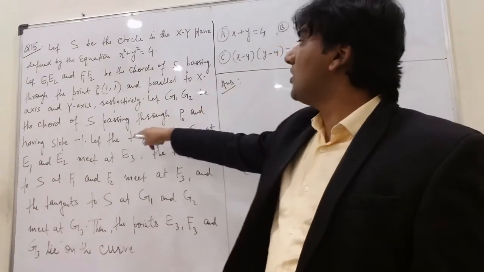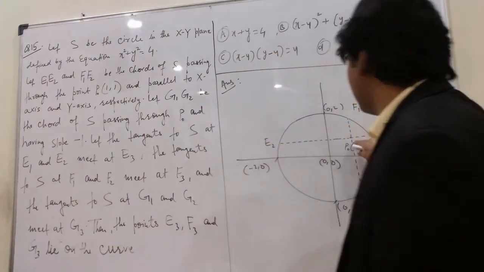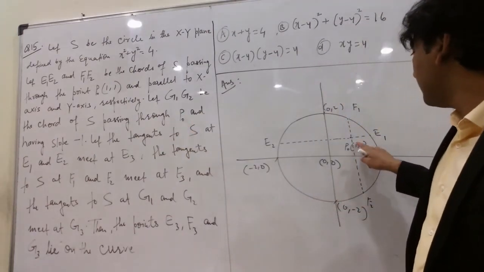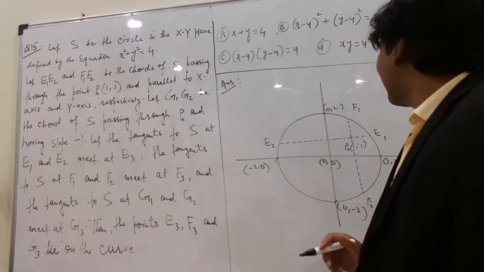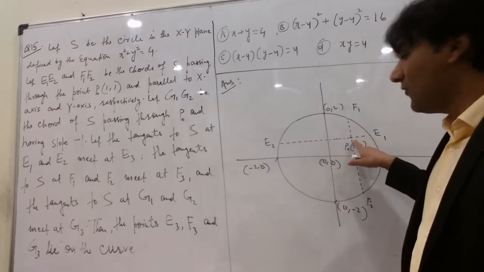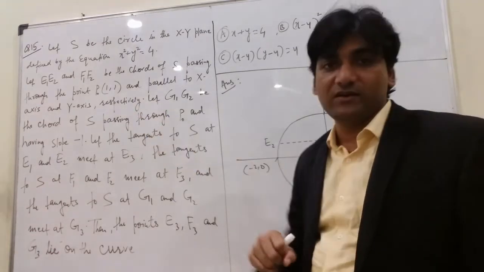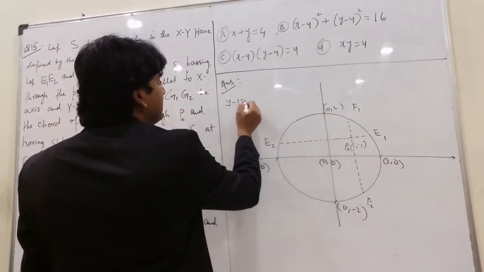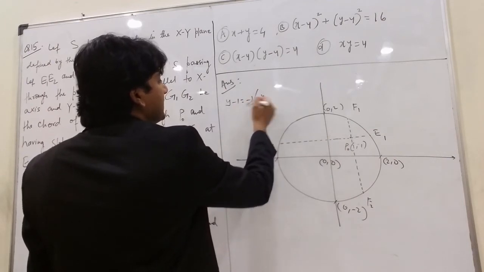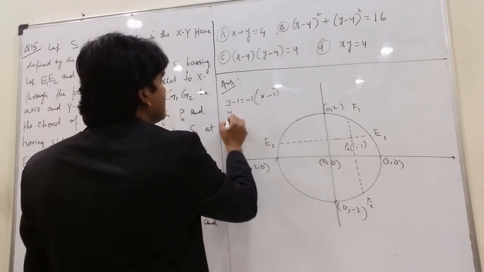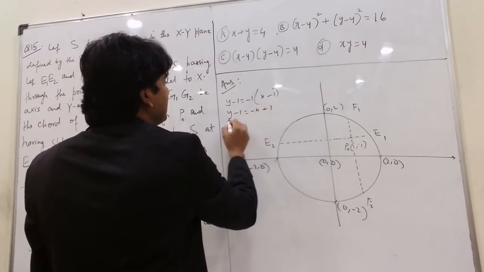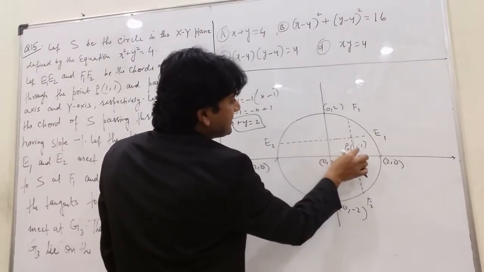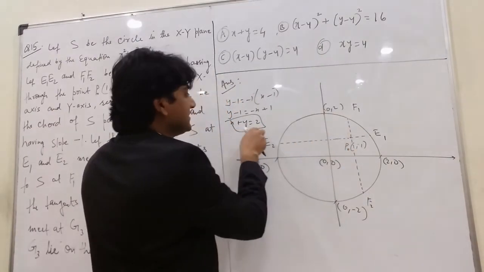Now G1, G2 be the chord of S passing through P naught, I mean from here, but slope is -1. So any straight line which is passing through this (1, 1) and slope is -1, what is that? You can check. y - 1 equals -(x - 1), which is x plus y equals 2. So this is (1, 1), this is (2, 0), (0, 2), x plus y equal to 2.